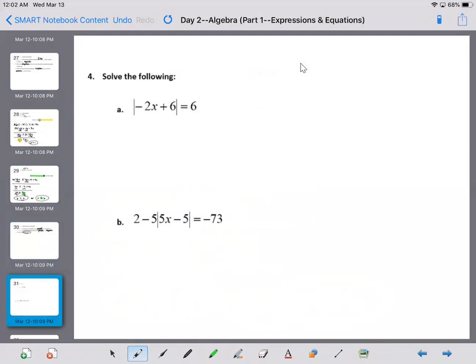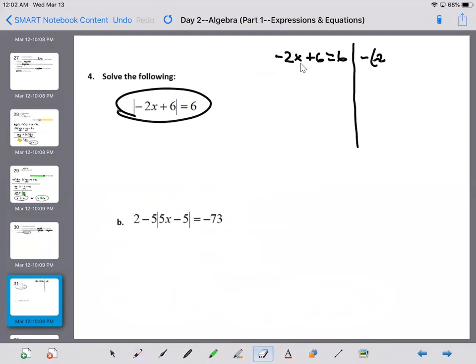So with this absolute value equation, I want to look at what's inside the parentheses, and I want to say negative 2x plus 6 is equal to 6. And I also want to look at the negative side of that, what was in parentheses. So that's going to be negative, and then negative 2x plus 6, and then close that, and equal to 6. All right, so I want to work this 2 different ways.